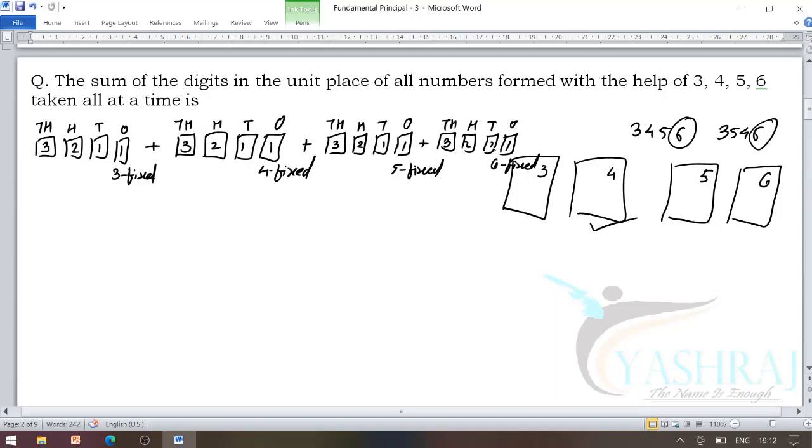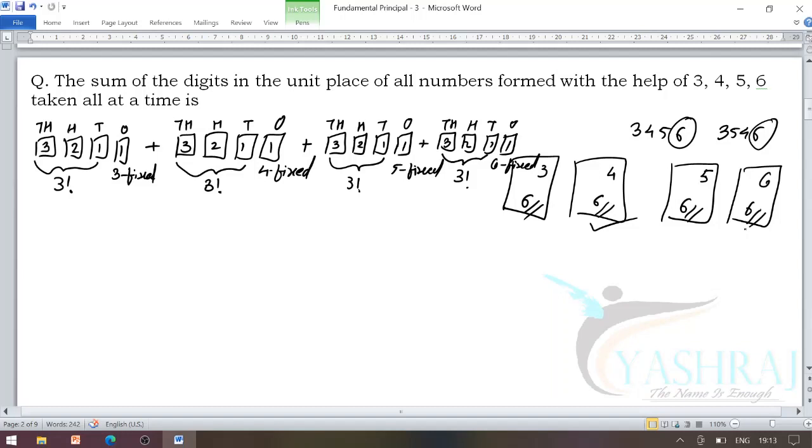So as per the multiplication principle, 3 into 2 into 1 gives us 3 factorial, and the same for each case. So there are exactly 3 factorial, that is 3 twos are 6, numbers ending with 3. 6 numbers end with 4, 6 numbers end with 5, and exactly 6 numbers end with 6.